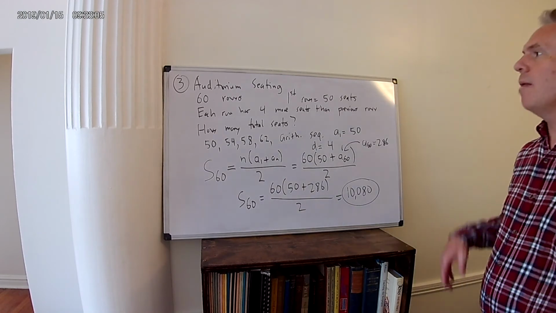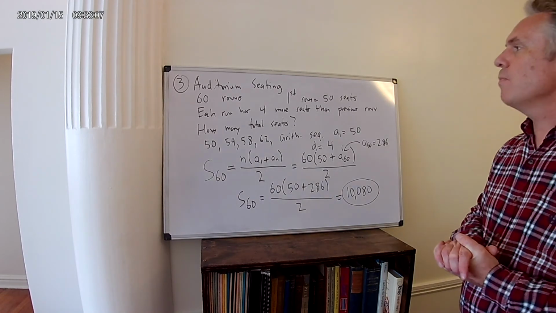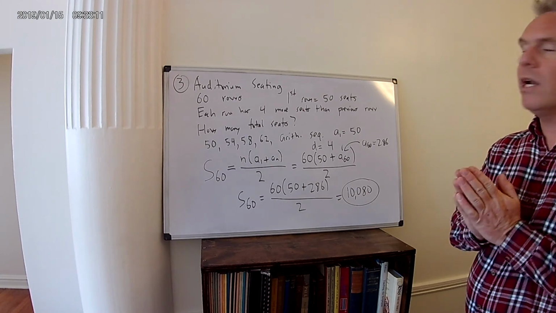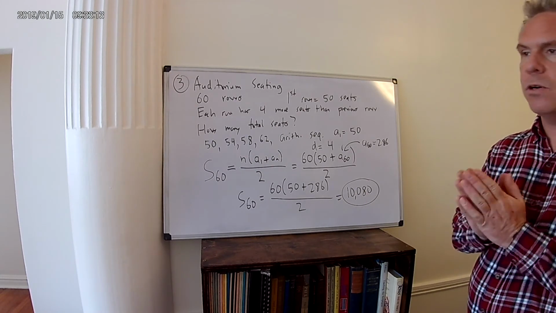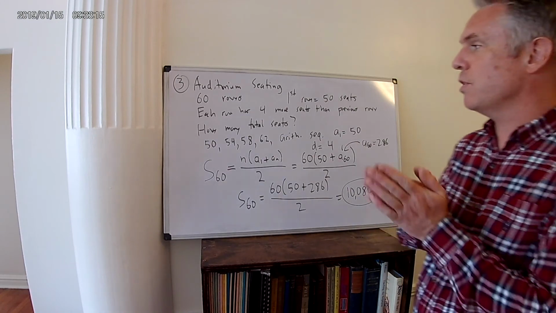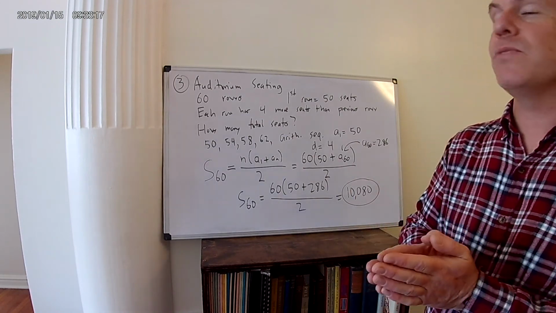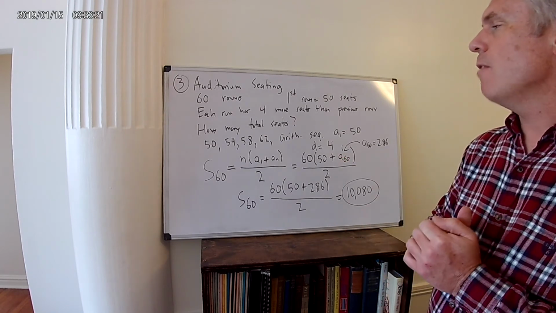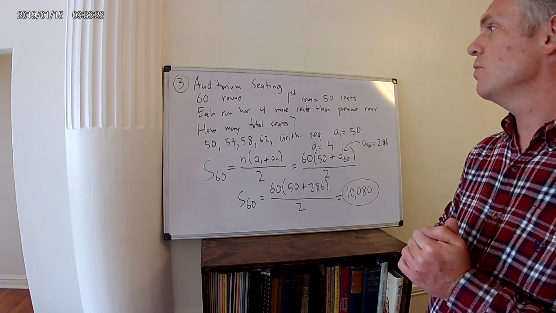Okay. This concludes the lecture on arithmetic sequences. To summarize, we talked about what an arithmetic sequence is. It's a certain type of sequence in which each successive term is obtained by adding a fixed amount d to the previous term. And then we did some examples of applications of arithmetic sequences to everyday life.